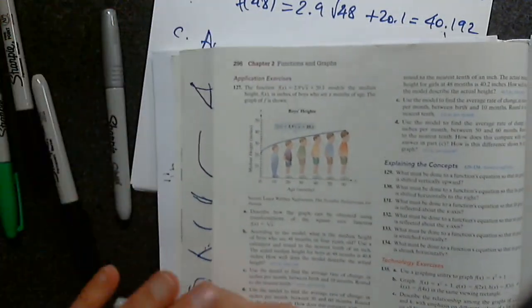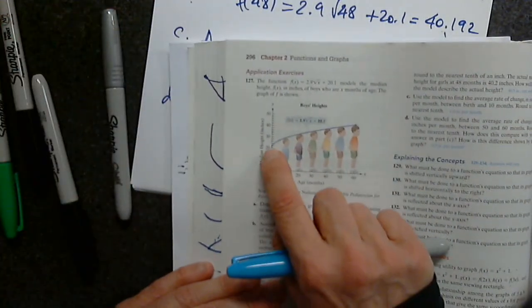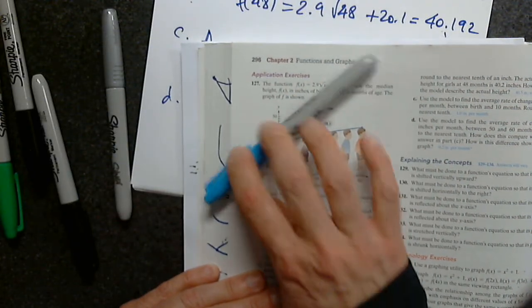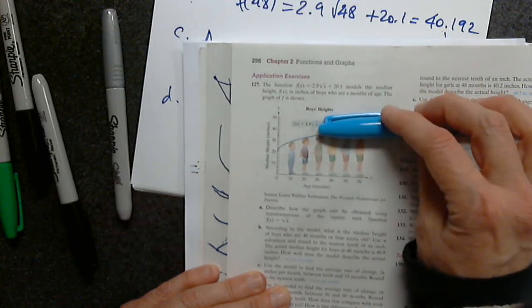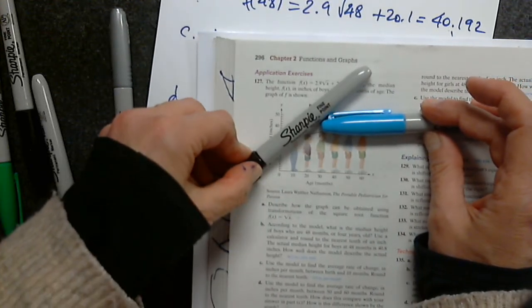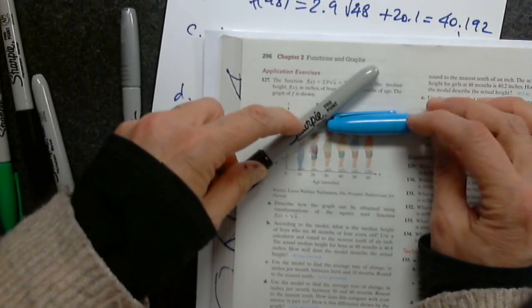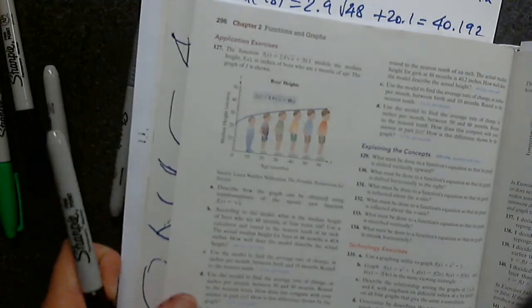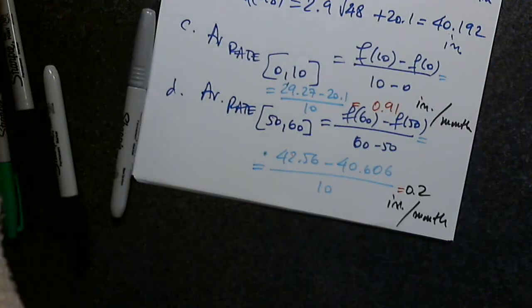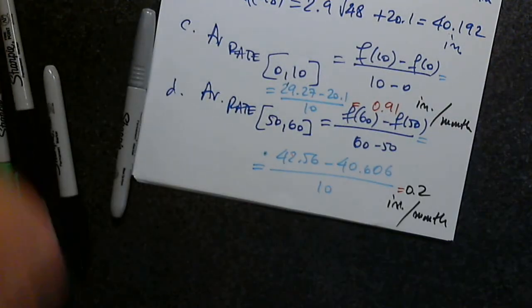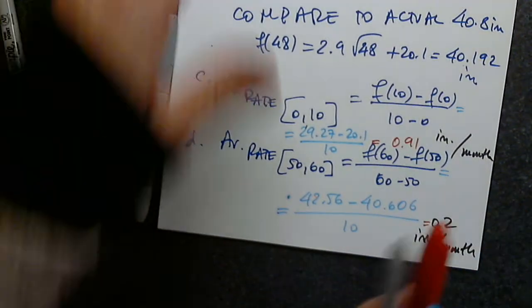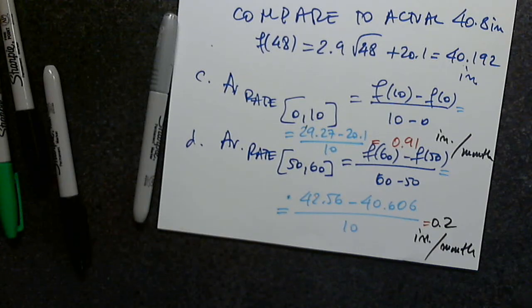So here's why. The slope between 0 and 10 is this, and the slope between 50 and 60 is this. Which one is steeper? This one or this one? Right. So they grow much faster between 0 and 10 months than between 50 and 60. Good. So that was a specific example based on transformations.